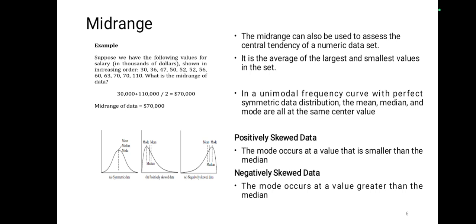So what is positively skewed and negatively skewed? Skewness tells us whether the data is balanced or stretched towards only one side. If it is positively skewed, the mode occurs at a value that is smaller than the median. So you have your median, you have calculated, right? If it is positive, then the mode is smaller than the median. The negative would be just the opposite: the mode occurs at a value greater than the median. So this is what positive and negative skew mean. Because of this reason, we don't go for the mid-range mostly.